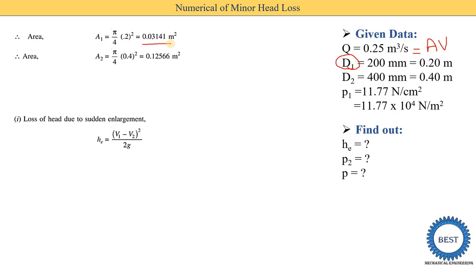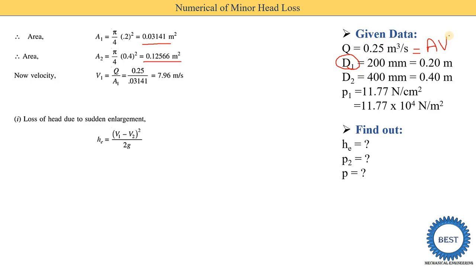Second, we find out A2. A2 is equal to pi by 4 into d2 squared. Value of d2 is 0.4. So here we can take the square of 0.4 and multiply it with pi and 4, then we get the answer of A2. We simply calculate it in a calculator, we get the answer of A2, it is 0.12566 meter square.